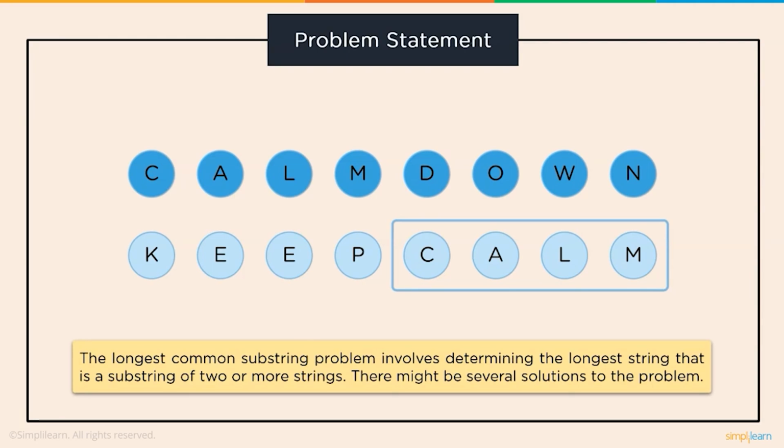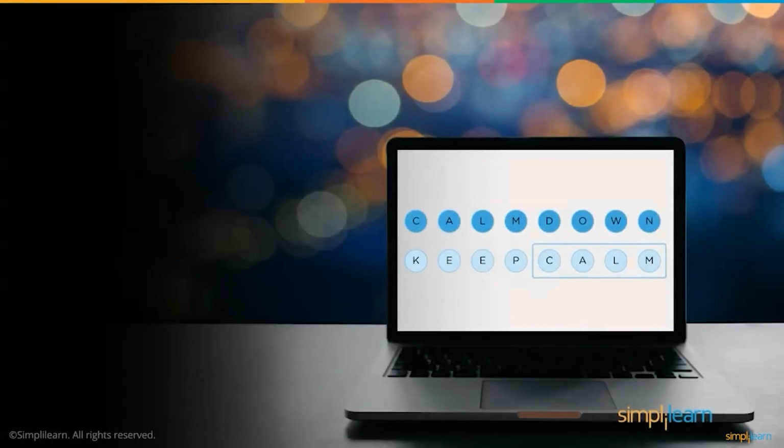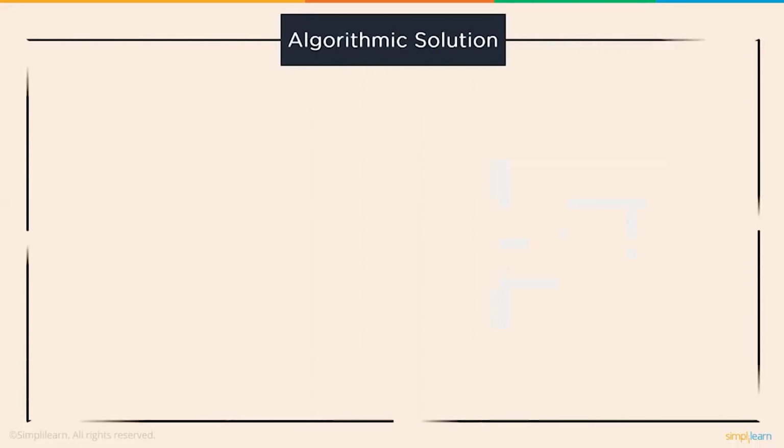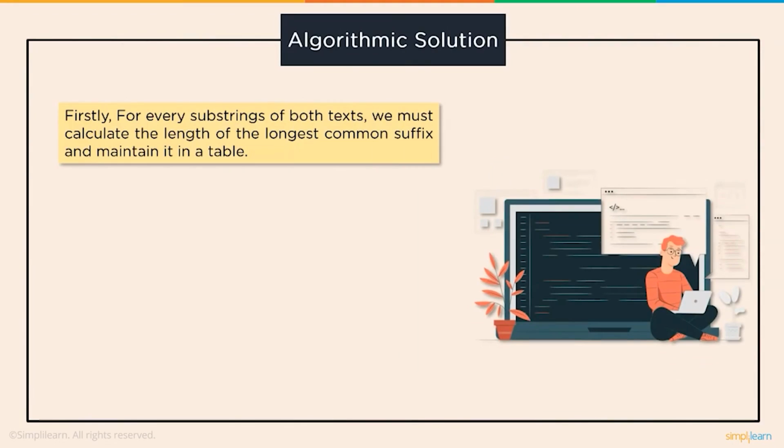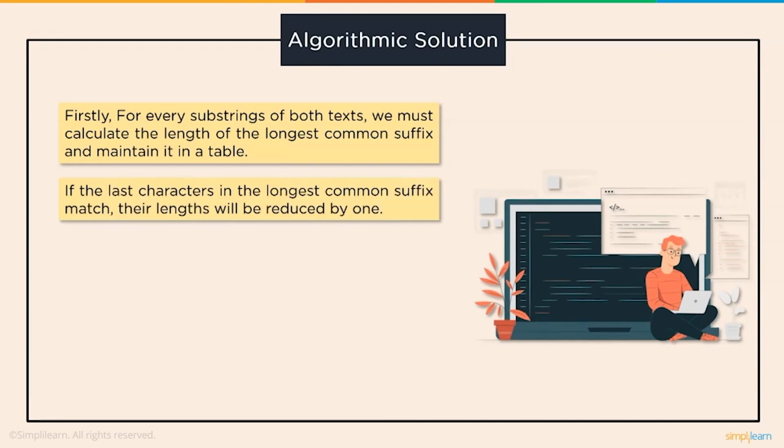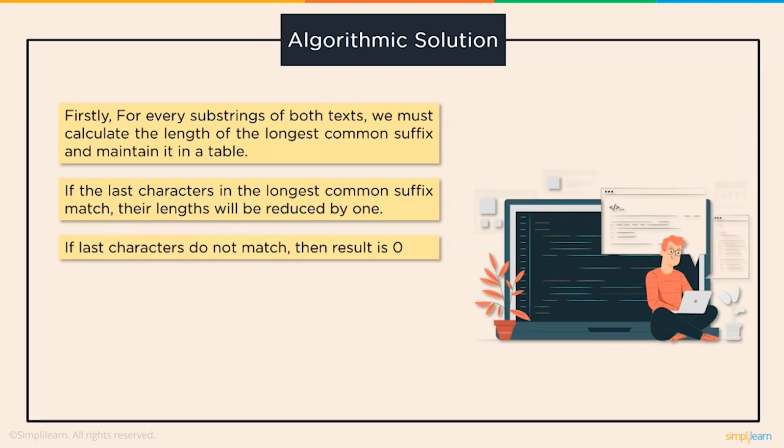Now, let's discuss the algorithmic solution to find the longest common substring. First, we must determine the length of the longest common suffix for each substring of both strings and save it in the database. Now, if the last characters in the longest common suffix match, their length will be increased by 1. Or if the last characters do not match, then the result will be 0.